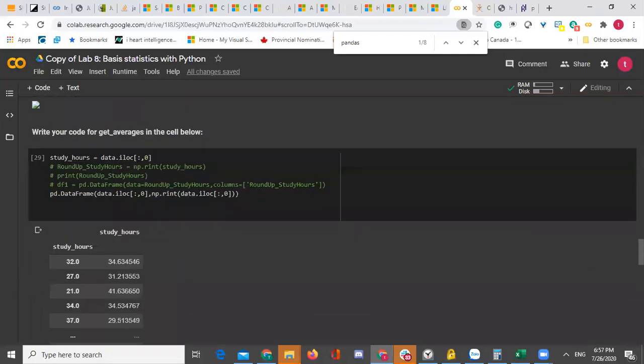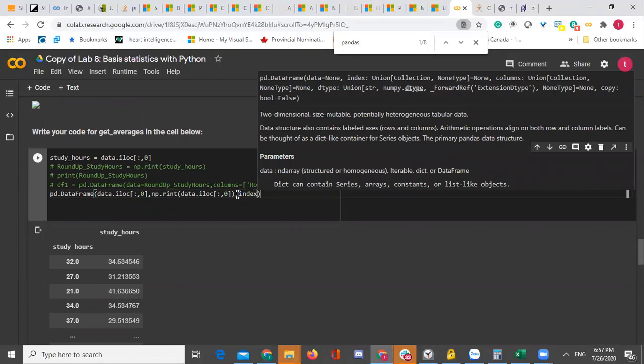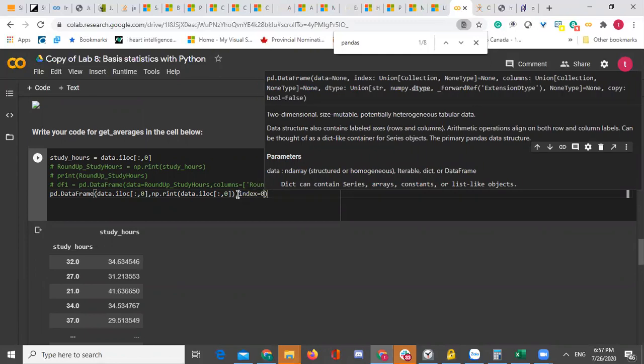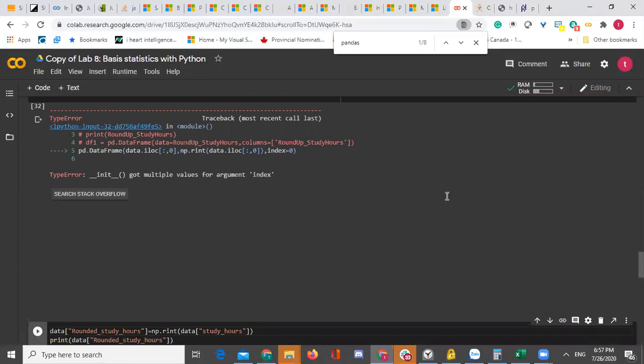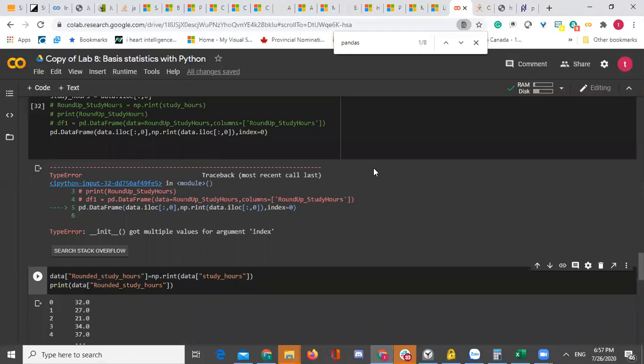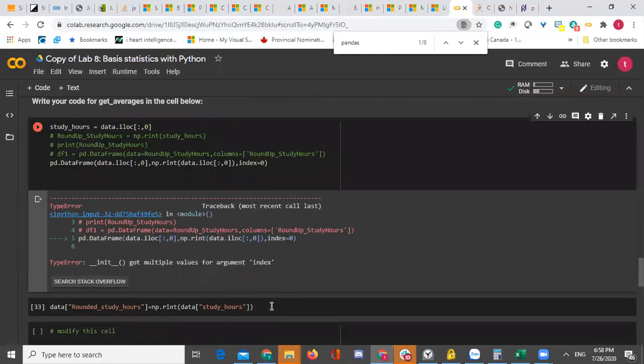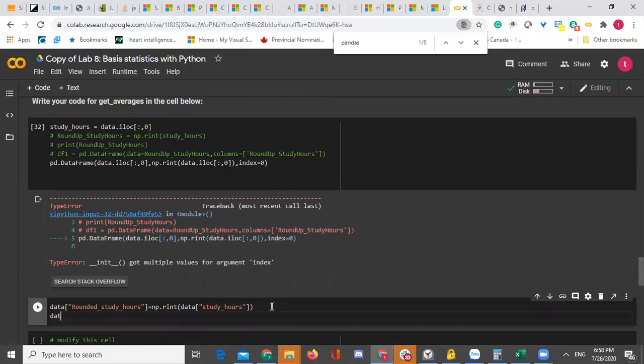Hang on. Data frame study hours. I forgot what it is called. But then I don't need to get the index, right? Oh, wait, so this one line solves everything? Now try to see data.head. Execute data.head.